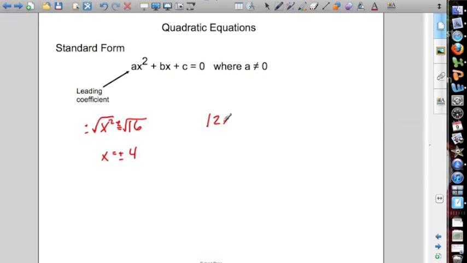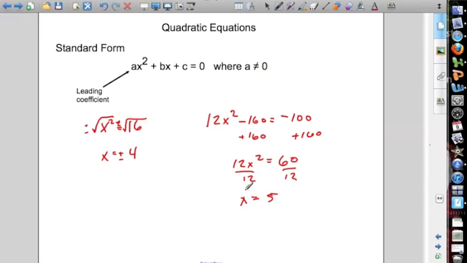Now they can give you a little bit of a tougher problem here if they want to, and so they can put other things involved with it. Our focus is still on the x squared there. And so I want to get rid of the 160. I want to divide by the 12. And I get that x squared is 5.